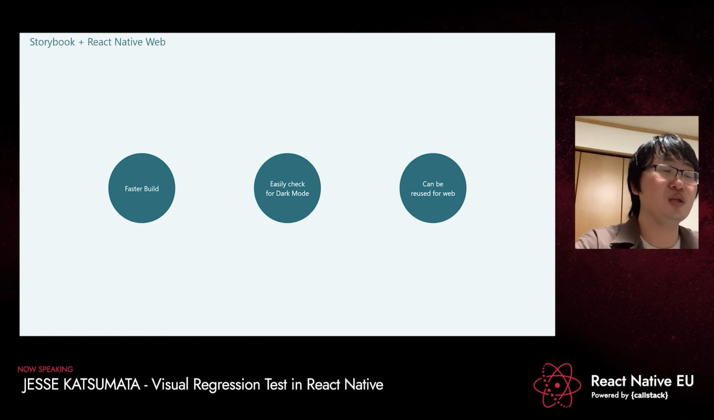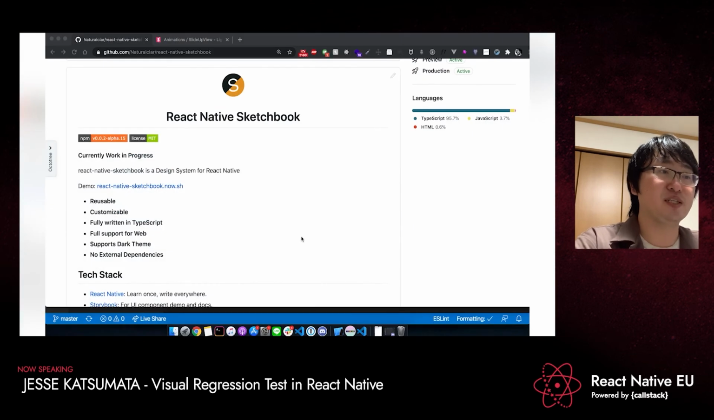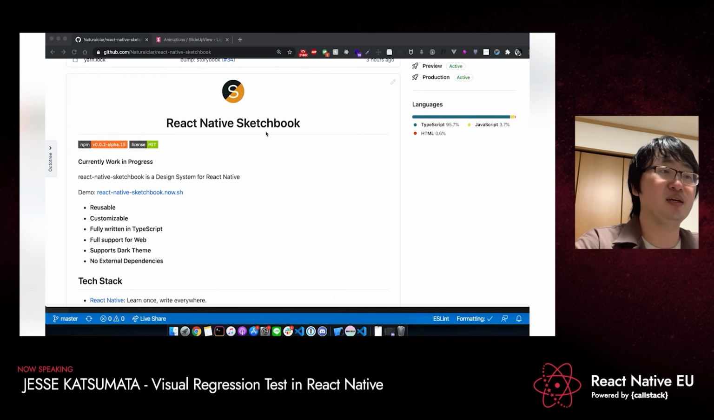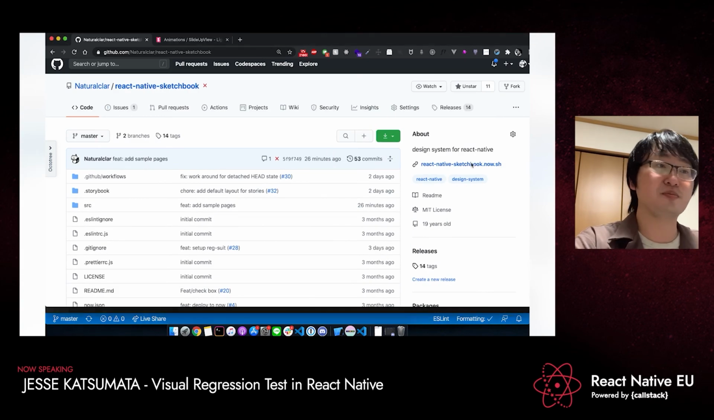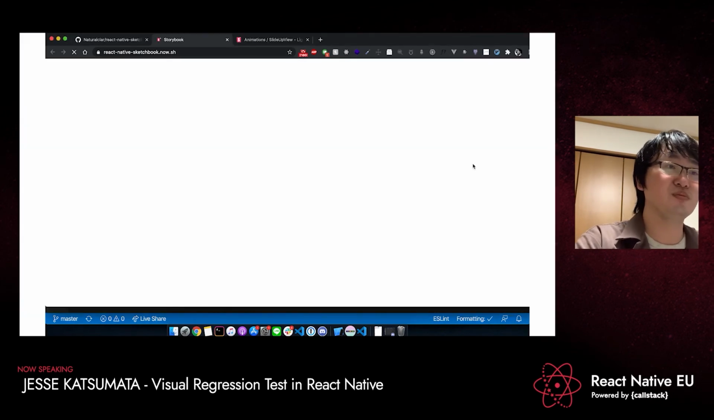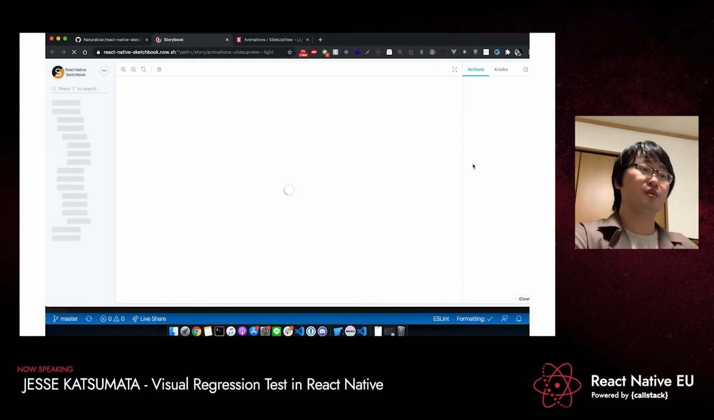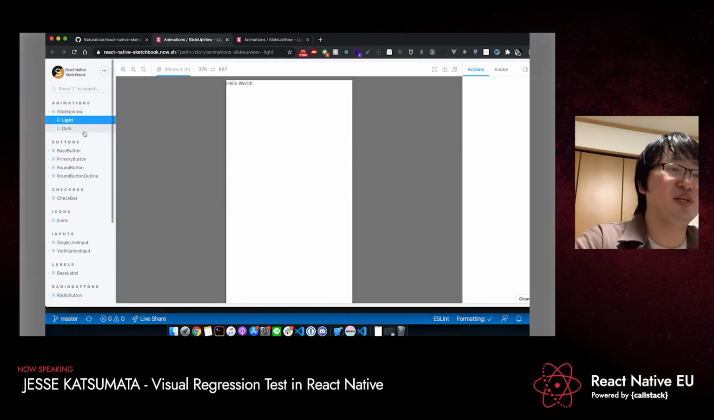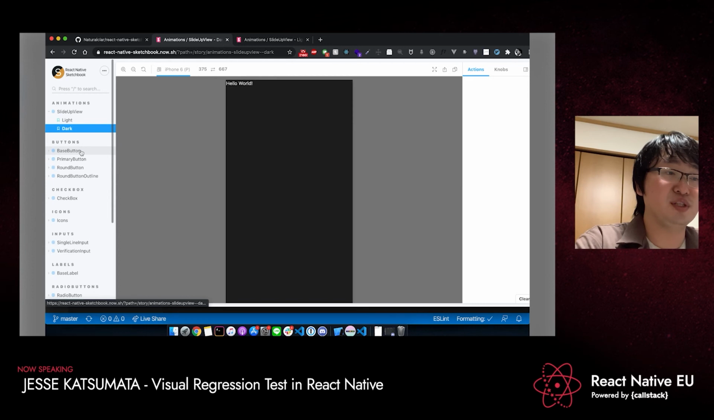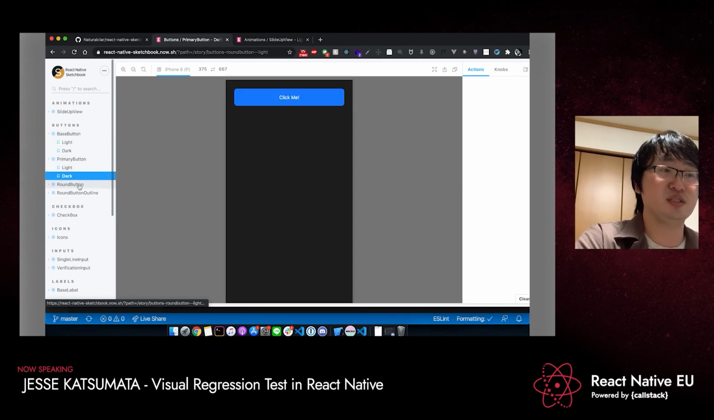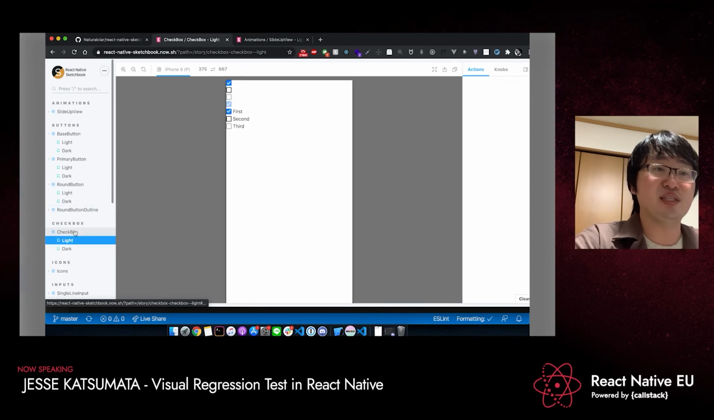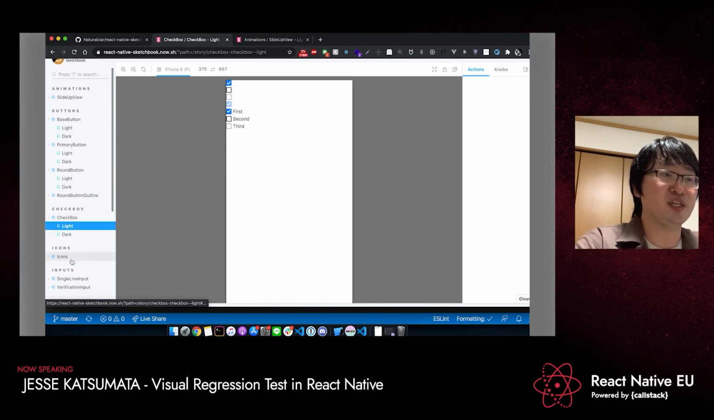Here's the storybook for a minimal design system repository that I made for my React Native projects. Oh, this is not the storybook. Here's the storybook. Here you go. It has base level components that are meant to be used to compose components for a bigger project.